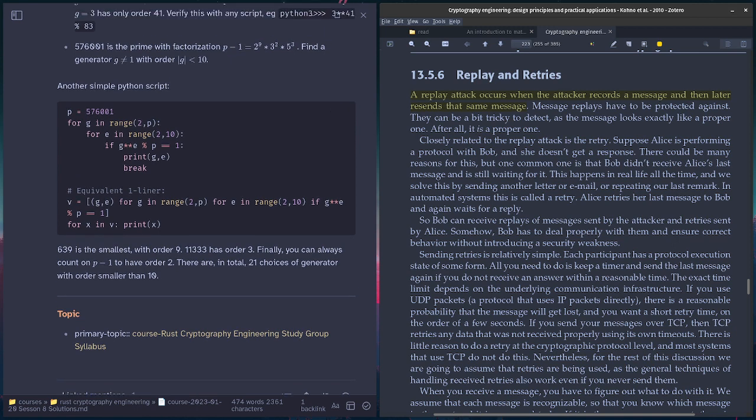And the last question for this exercise set was that 576001 is the prime with a factorization of, again, many small primes. Find a generator with order less than 10.